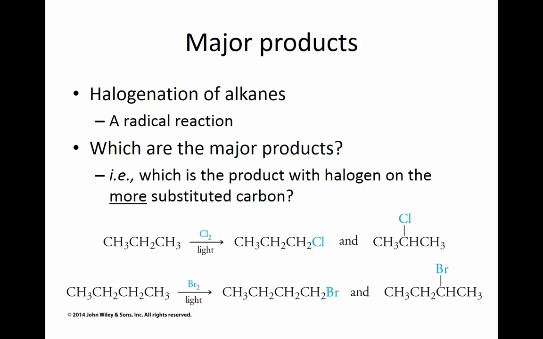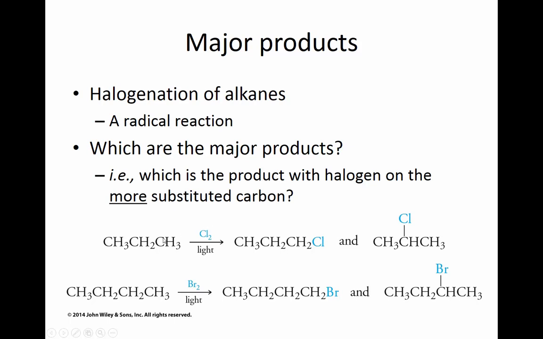We looked at this when we talked about halogenation of alkanes, which is a radical reaction. It started by making chlorine radicals by hitting chlorine with light, or bromine radicals by hitting bromine with light, and those radicals start the chain reaction that makes these products. So we ask ourselves, which are the major products of these two reactions here? What we're really asking is which is the product with the halogen on the more substituted carbon. That's essentially what it means to be the major product here.